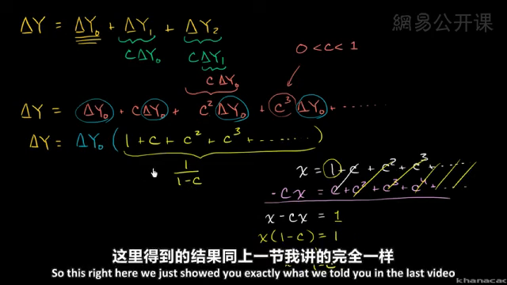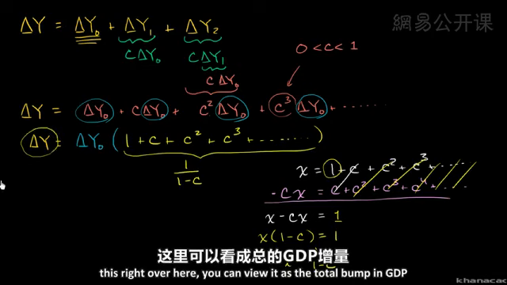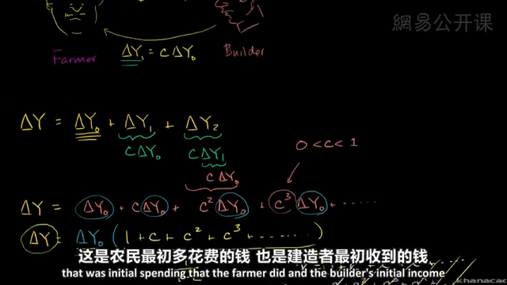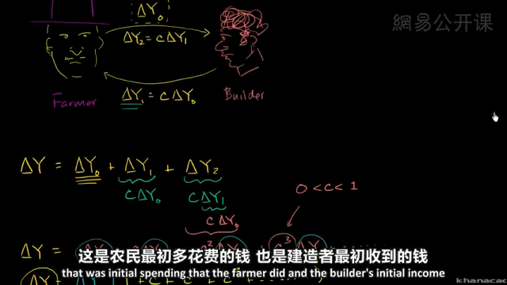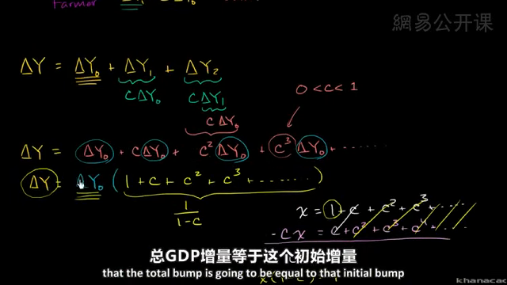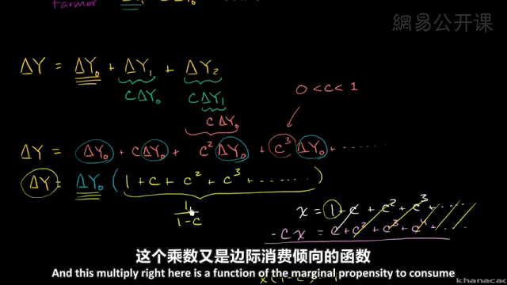So this right here, we just showed you exactly what we told you in the last video. That the total bump in GDP, this right over here, is going to be equal to that initial bump in GDP, which we called delta Y naught. That was that initial spending that the farmer did for the builder's initial income. The total bump is going to be equal to that initial bump times this expression, which we view as the multiplier. And the multiplier right here is a function of the marginal propensity to consume.